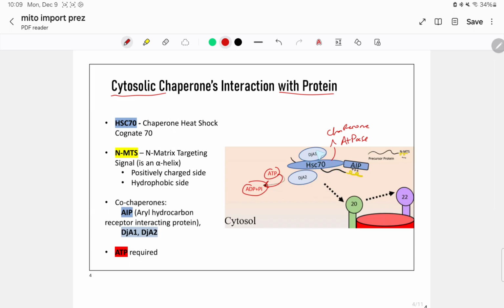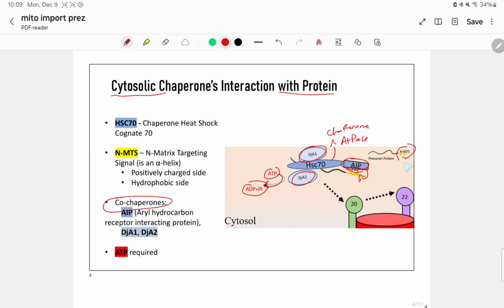Now, there are some other proteins here like DJA1, DJA2, and AIP. These are all called co-chaperones. AIP stands for aryl hydrocarbon receptor interacting protein. You don't have to worry about the name too much. But AIP actually interacts with the N-terminus matrix targeting signal, and specifically on the positively charged side of it.